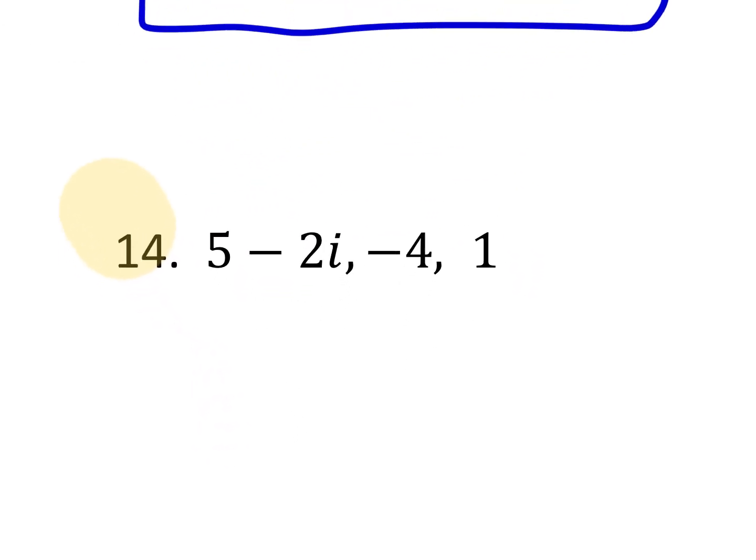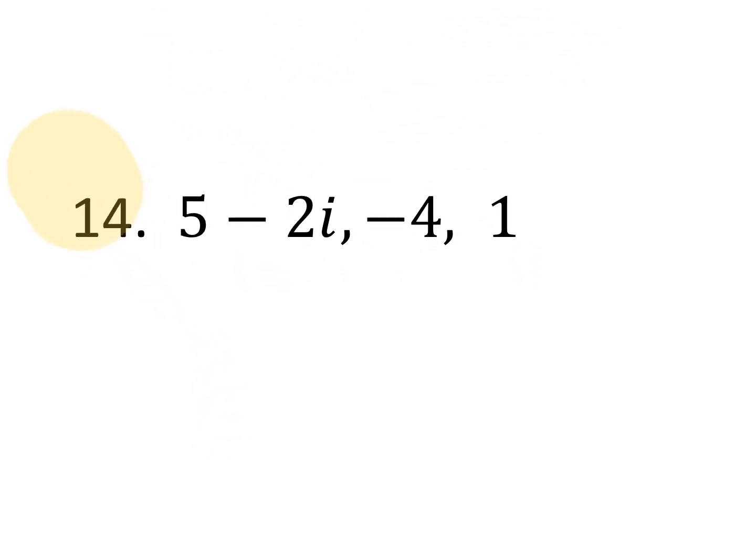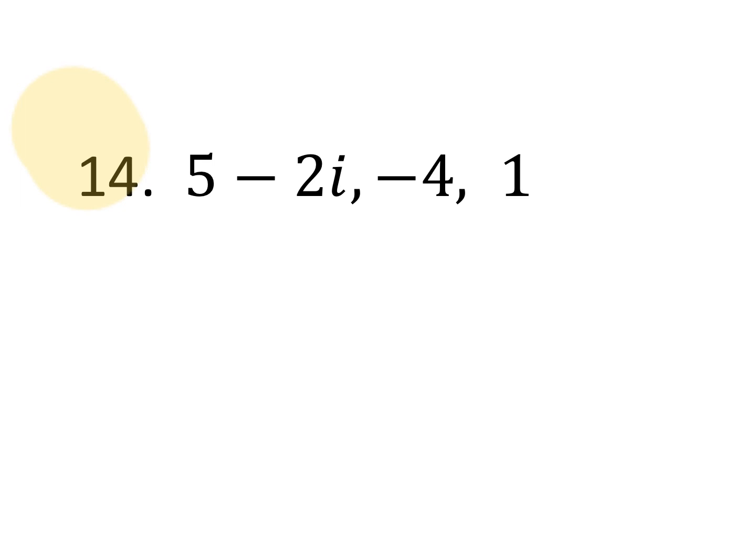All right, last one, let's do 14. So am I missing any terms here? Positive 2i. So I'm going to write them in factored form. Oh, it is. I thought that was a comma. Makes it a little bit worse. Thank you. So 5 plus 2i, thank you.